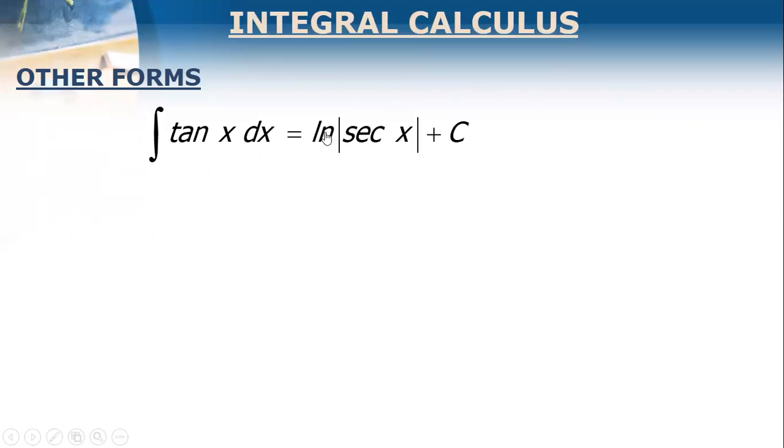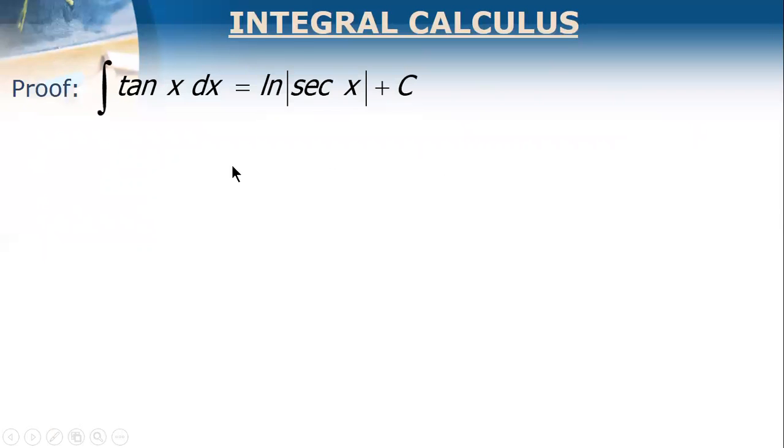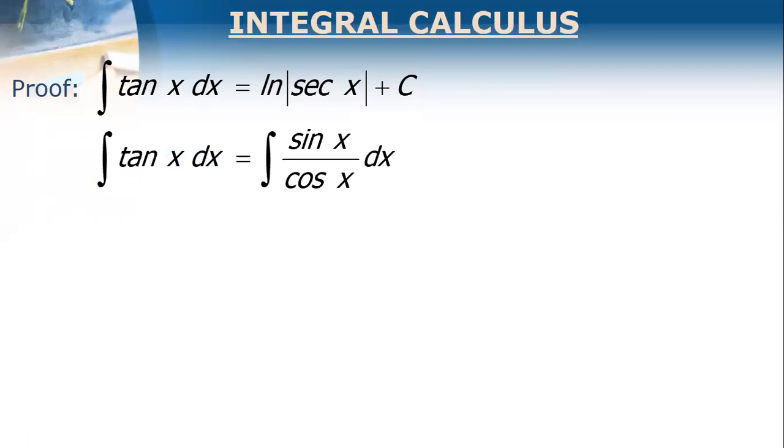Let's try to prove this one. Let's prove that the integral of tangent x is ln of secant x. We all know that the tangent function is sine over cosine. So we'll replace tangent x by sine x over cosine x, and we'll use the u substitution. Let u equal cosine x.